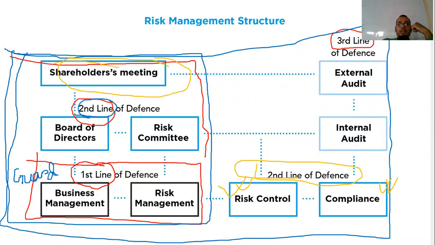So usually shareholders appoint the external auditor. The external auditor will check the financials and all the documents of an organization, to see whether everything is going in the correct direction, right? So this is what we have as a risk management structure.